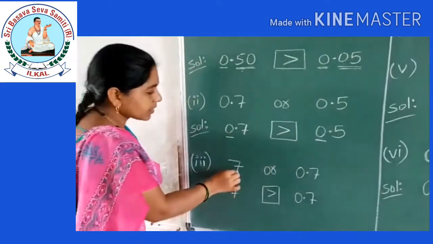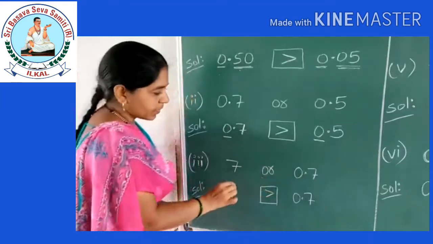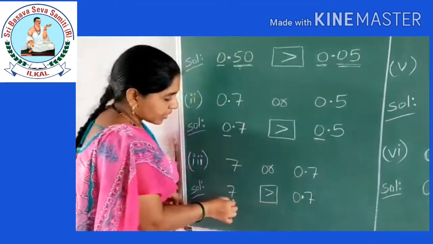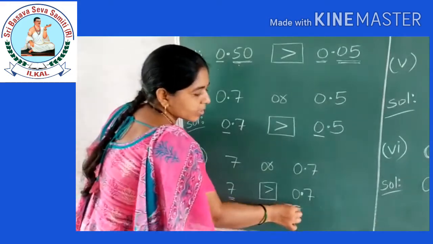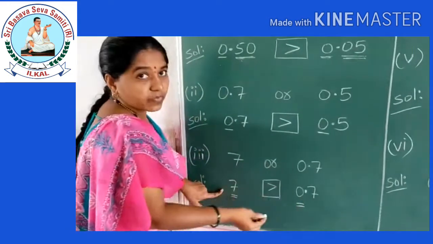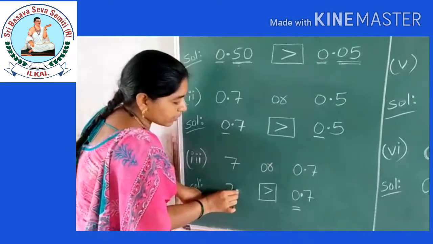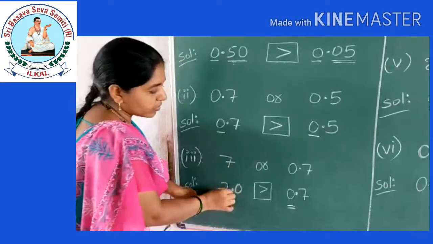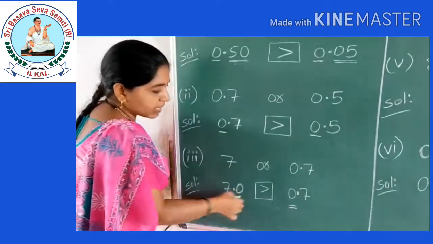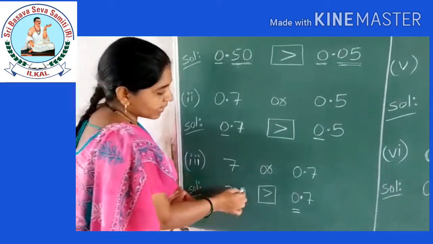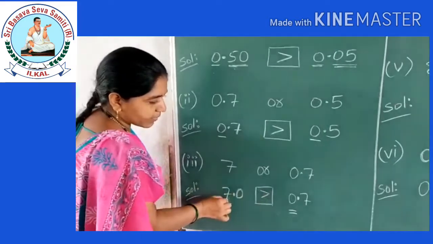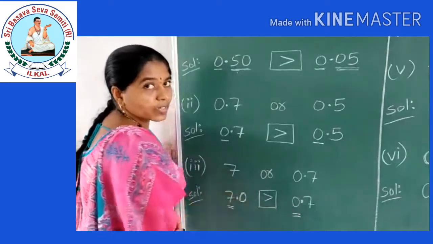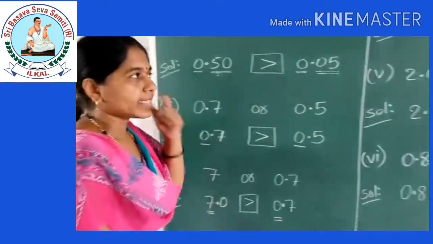Next one, 7 or 0.7. 7 is a whole number, children, and 0.7 is a decimal number, is it? Here 7 is a whole, here 0 is a whole. When they give it in this way, you should never confuse, children. Better you take 7.0. When they give whole numbers, you better take 1 point. Then it will be easy for you to understand and put the less than or greater than sign. Here 7, here 0; here 0, here 7. 7 is definitely greater than 0.7. Okay. Next one.